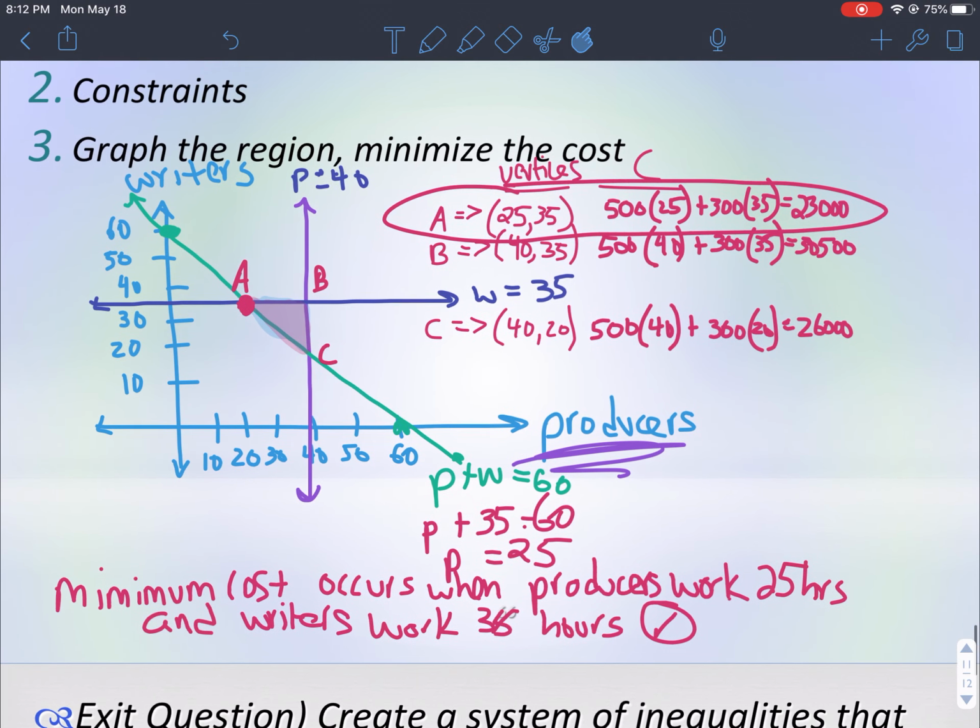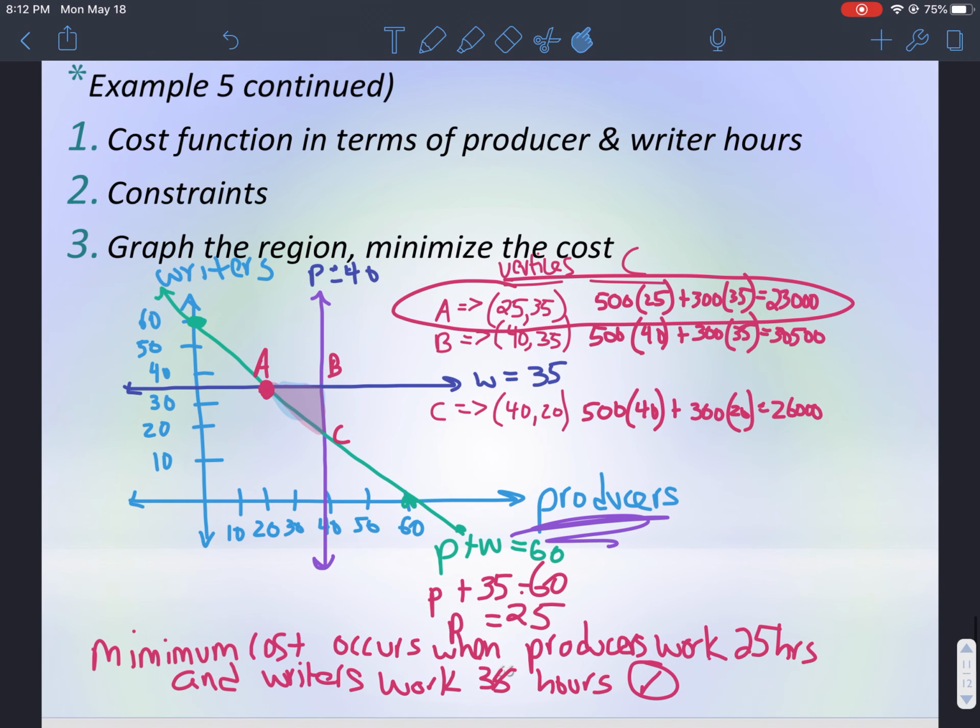Okay, there you have it. That is our application for linear programming.